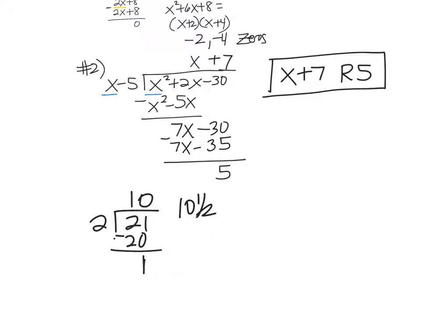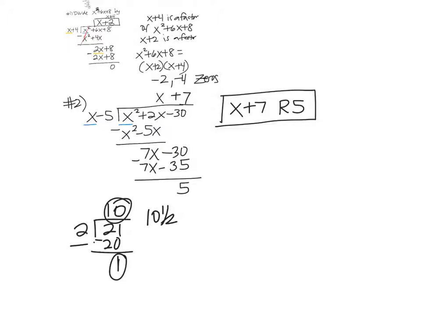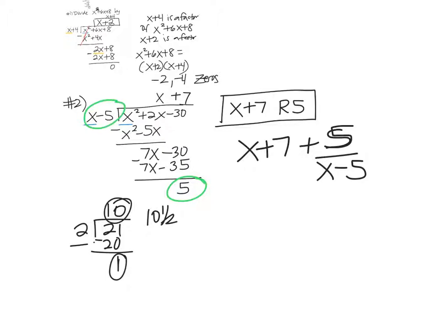Wouldn't you do that? You write 10 plus 1 over 2. That's how we used to do it back in the day. So here, we would write x plus 7 plus 5 over x minus 5. That's a 5. That looks like an S. Okay? All you do is you take your remainder and put it over whatever you're dividing by on the outside. This is the way the handbook and RAM book will have it next year.